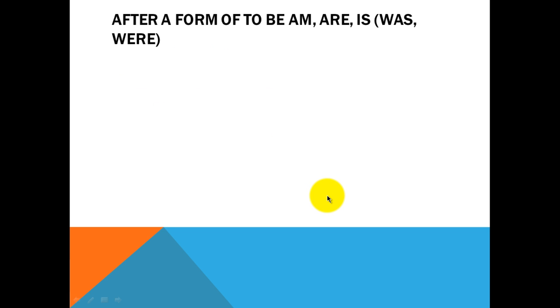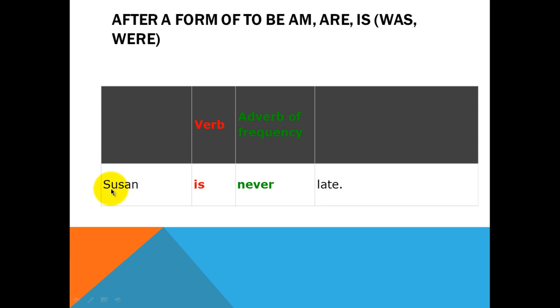Now, after a form of to be, am, are, is, or was, were. So, in the example, we will observe Susan is never late. So if it's the verb to be, the to be comes first, followed by the adverb of frequency. Always.